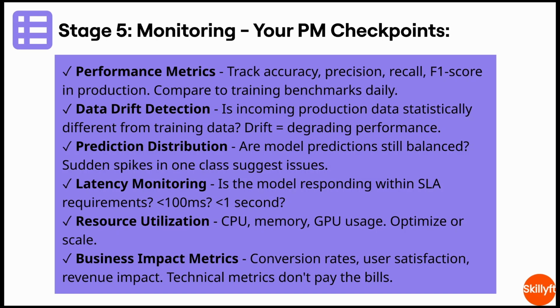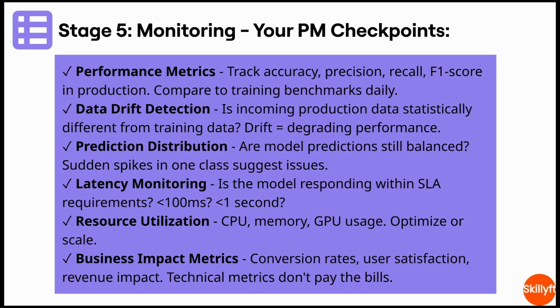Data drift detection: is incoming production data statistically different from training data? Drift equals degrading performance. Prediction distribution: are model predictions still balanced? A sudden spike in one class suggests issues, so you need to revisit your model. Latency monitoring: is the model responding within SLA requirements? For example, if your response SLA is, say, less than 100 milliseconds, is it performing as per that SLA, or maybe less than 1 second?